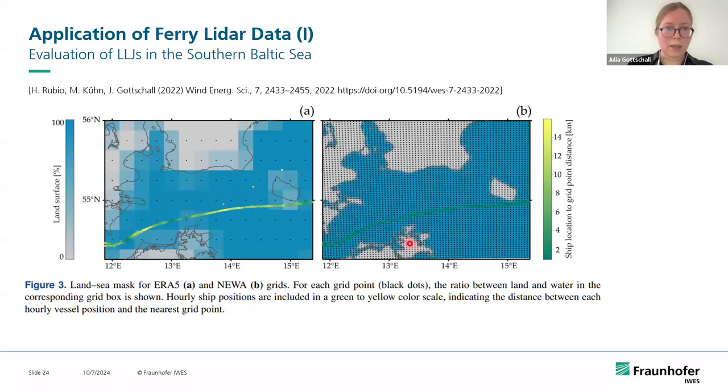So this is again the check of the ship in comparison to the grid cells for ERA5 here on the left-hand side, and the 3x3 kilometer resolution for NEVA. And what he basically did is he was checking the nearest grid cell and also the surroundings. So he had different approaches in the paper, different statistics where he used the measurement data along the track and then compared it to the next relevant grid cell.